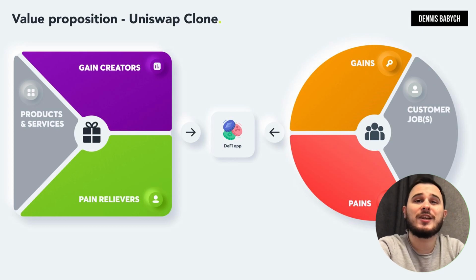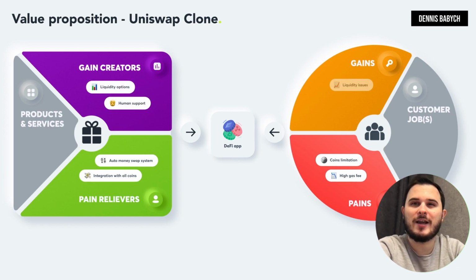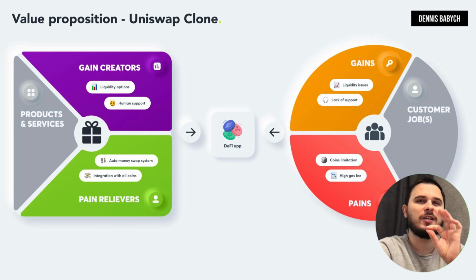Picture this, you have an exciting idea for your own DeFi platform like Uniswap. Before starting the software development phase, it's important to identify pains and gains of your users. It could be something like high gas fees, limited number of coins, liquidity limitations, lack of customer support. Once you've identified all these issues, it's the perfect time to leverage your platform to tackle them.